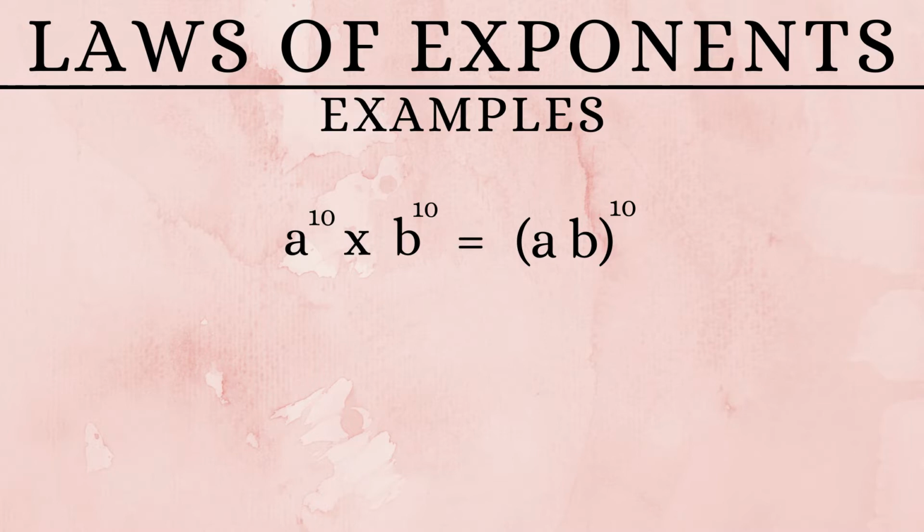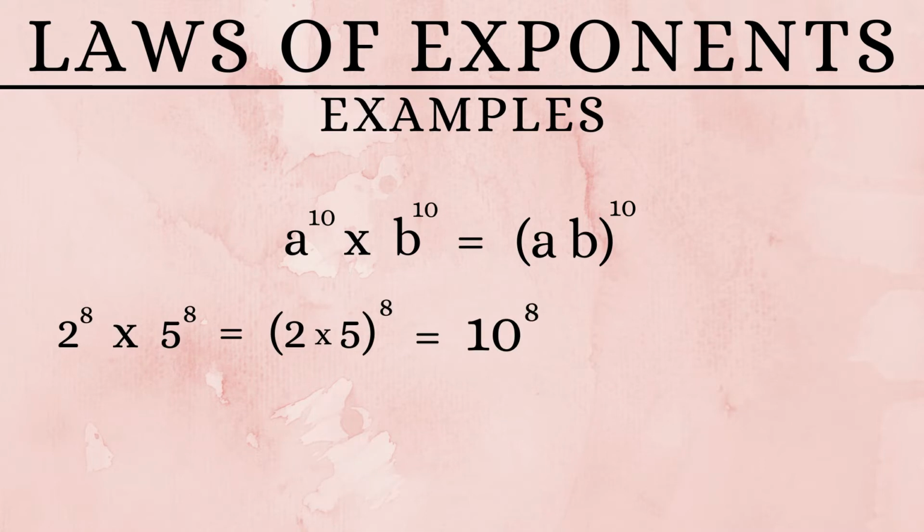Let's say we have to find 2 to the power of 8 into 5 to the power of 8. Using our rule, we keep the exponent as it is and just multiply the bases. So what we get here is 2 into 5 whole to the power of 8, which is 10 to the power of 8. And that is nothing but 1 followed by 8 zeros.